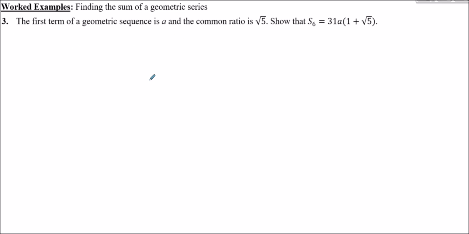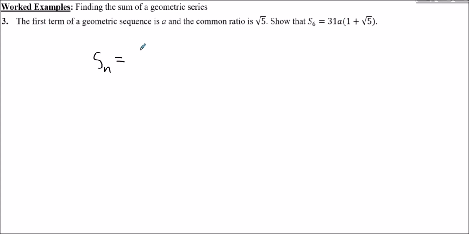So number 3, we've got here the first term of the geometric sequence is a, and the common ratio is root 5. Show that the sum of the first 6 terms is 31a brackets 1 plus root 5. So what we do here is just need to remember what the sum of the first n terms is.